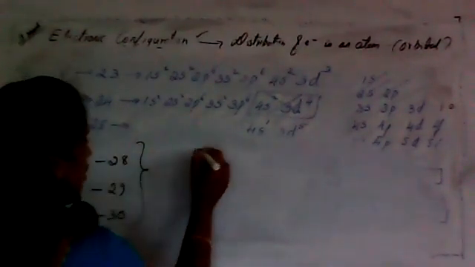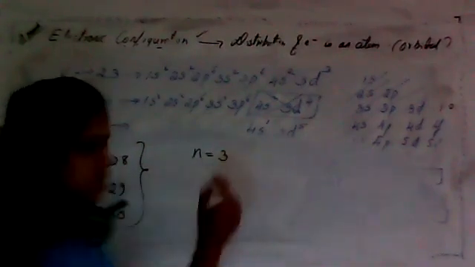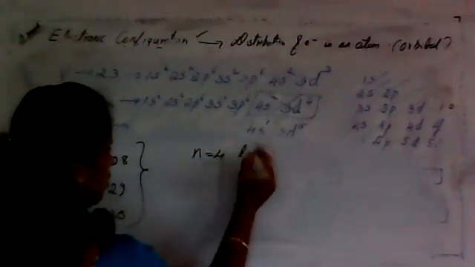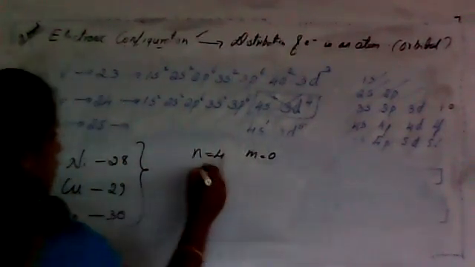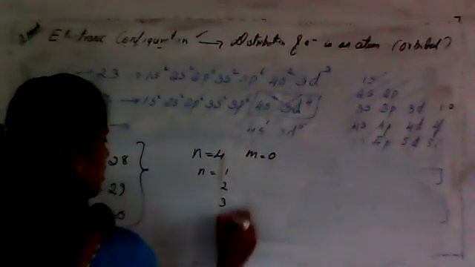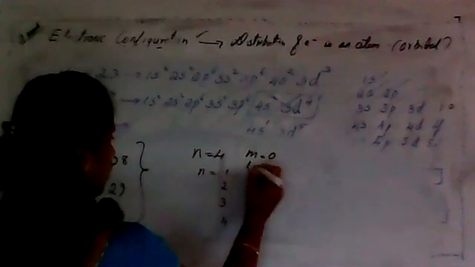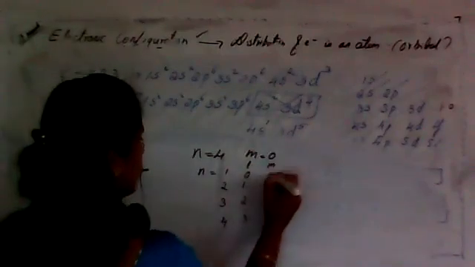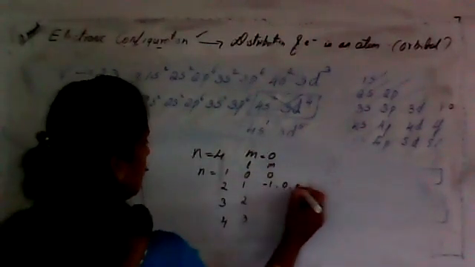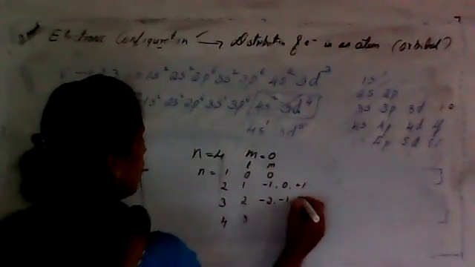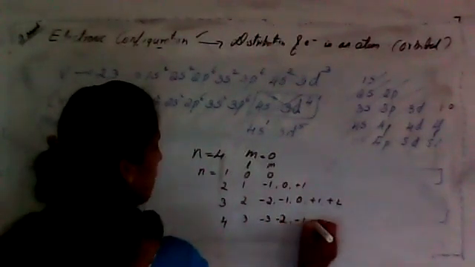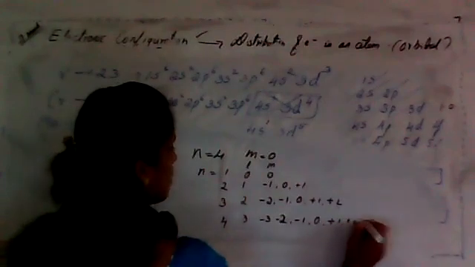There is one question, isn't it? If n equals 4 and m equals 0, find the maximum number. n equals 1, 2, 3, 4. l equals 0, 1, 2, 3. m equals 0; minus 1, 0, plus 1; minus 2, minus 1, 0, plus 1, plus 2; minus 3, minus 2, minus 1, 0, plus 1, plus 2, and plus 3.